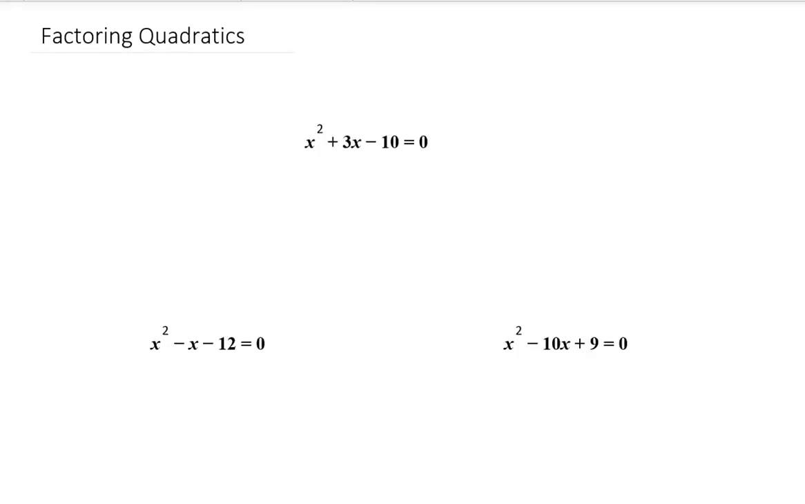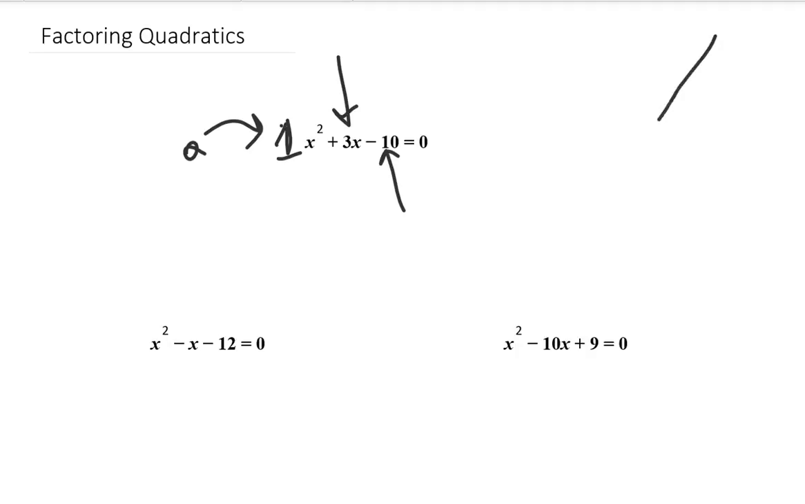The easiest way that we can solve quadratics would be to factor them. We've been talking about in class using the big X method. So if I look at my first quadratic here, the main thing I have to remember is that my A value is a 1, my B value is a 3, and my C value is a negative 10.